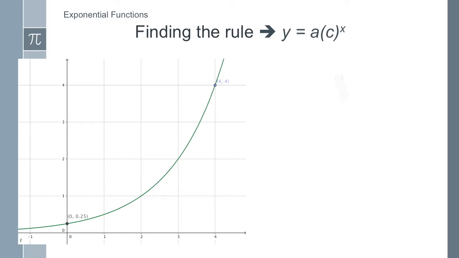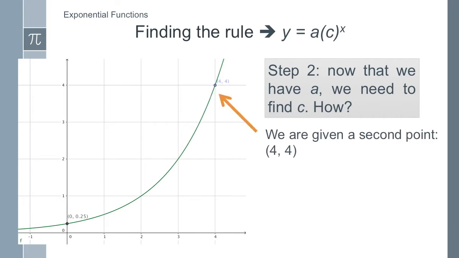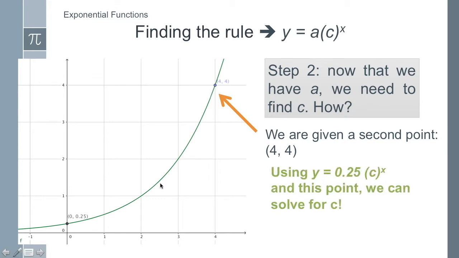Using the same graph and knowing what a is, we need to find c. How do we do this? Well, you are given a second point, (4, 4). So x is 4, y is 4. Using what we have learned, y is equal to 0.25 times c to the x, and the point (4, 4), we can solve for c. Try it on your own first, and then move on to the next slide.